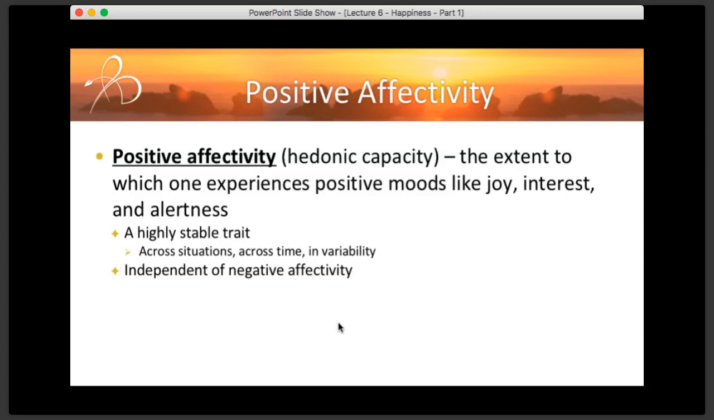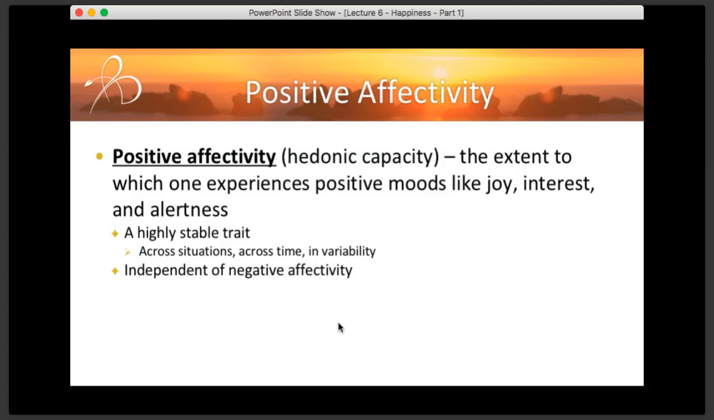It's a separate question. So let's say this person doesn't experience positive moods much. They might also not experience negative moods much. They might not experience emotions much at all. They might be flat in affectivity. Or they might experience not much positive emotion, but lots of negative emotion. It's a separate question, right? Low in positive affectivity does not mean high in negative affectivity. It might just mean flat.